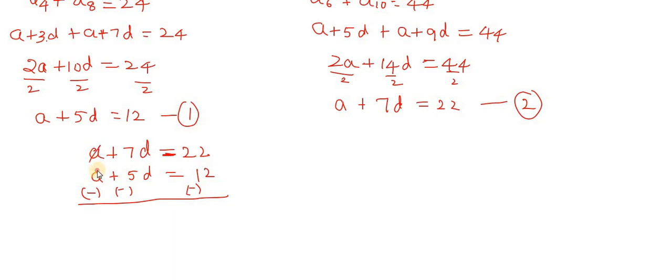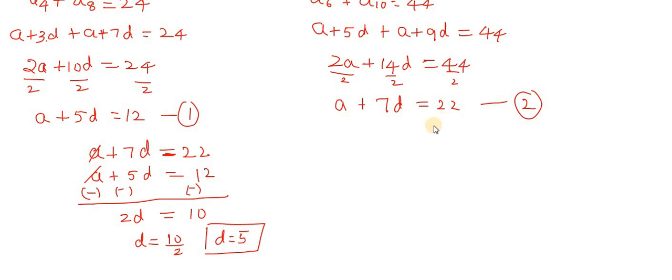Subtract. A and a get cancelled. 7d minus 5d is 2d, which is equal to 22 minus 12. 22 minus 12 is 10. Therefore d is equal to 10 by 2, so d is equal to 5. We got the d value as 5.